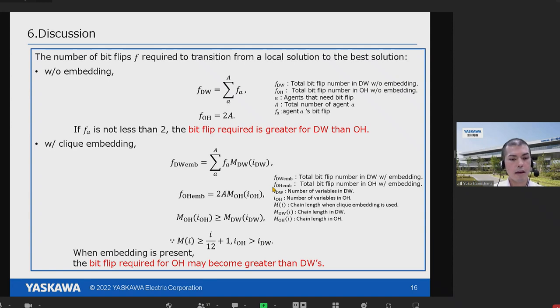With clique embedding, the bit flip required is multiplied by the length of the chain of the embedding. So in this case, the M. And the chain length is shorter in domain wall encoding than one-hot encoding, because fewer bits are required in domain wall encoding than one-hot encoding. So we can say that when embedding is present, the bit flip required for one-hot encoding may become greater than domain wall encoding.